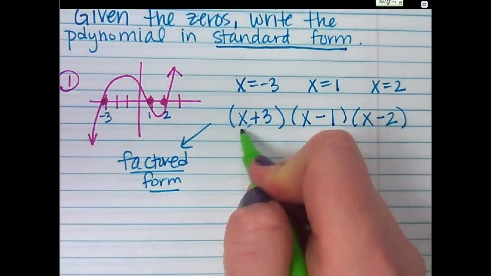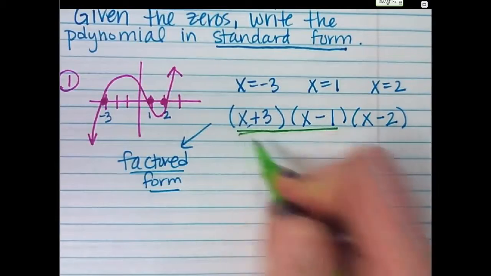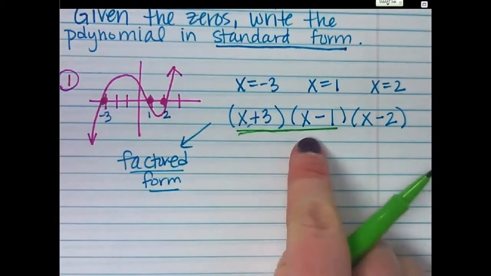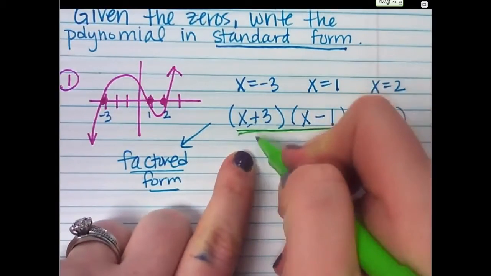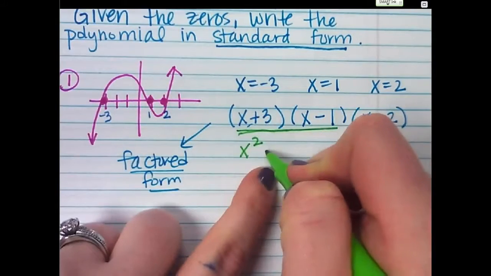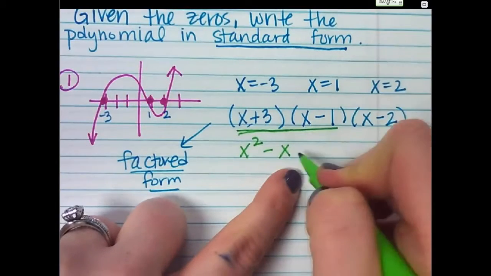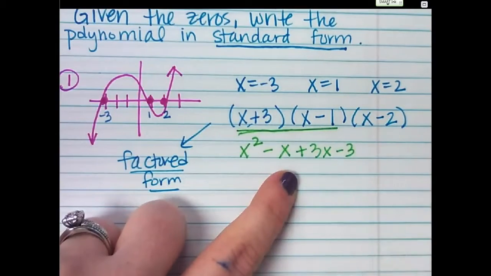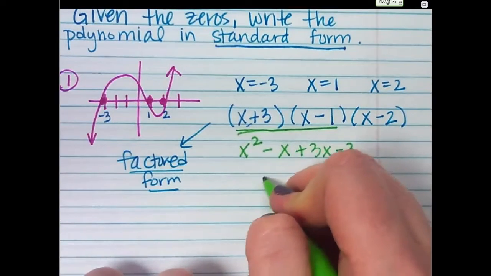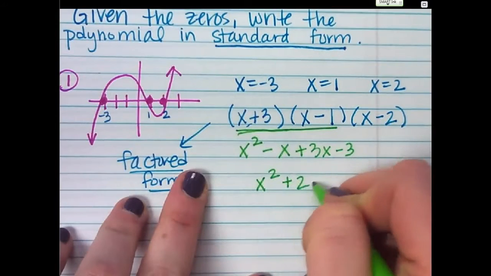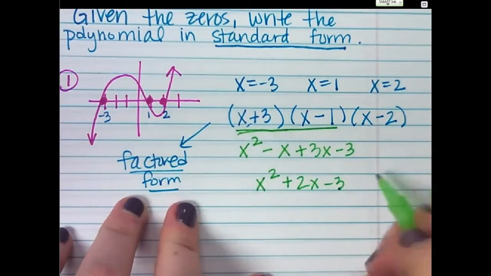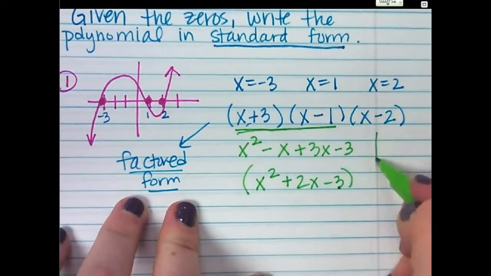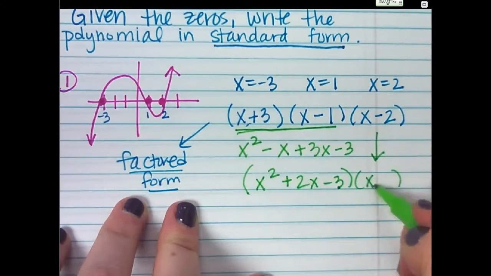Let's just multiply. So I'm going to take these 2, just take 2 at a time, or 2 first. So I'll just FOIL. This becomes x squared minus x, or whatever you call it. Some of you don't call it FOIL. Plus 3x minus 3. So x squared plus 2x minus 3. But then I still have to multiply it with that x minus 2.